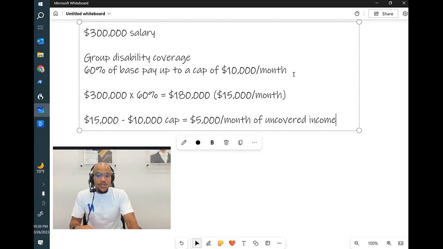So if you subtract the two, you would find that this person in this example has $5,000 a month of uncovered base pay because of the limits of their disability policy. So if this person's depending on that extra $5,000 a month, as most of us are during our working years, they would have to supplement their coverage at work with an individually owned disability policy to make up that gap.